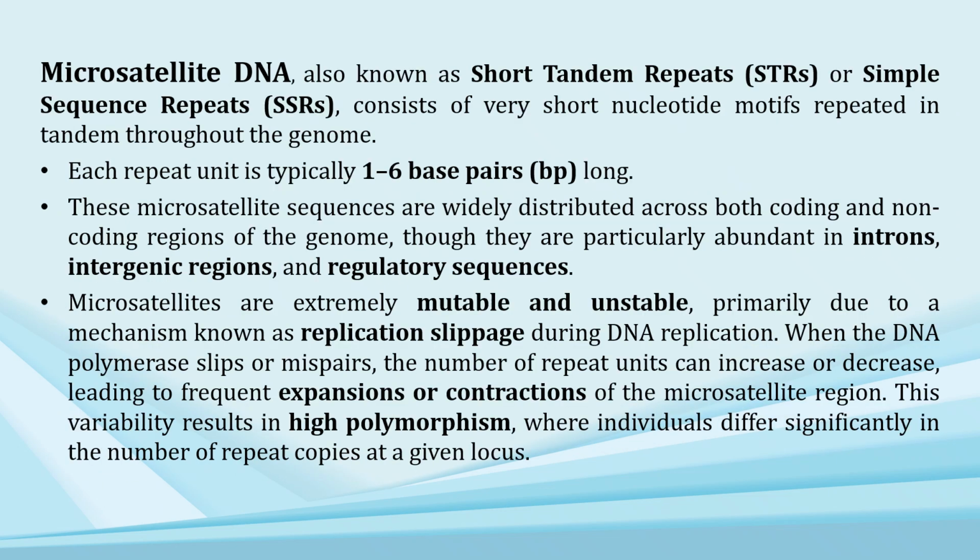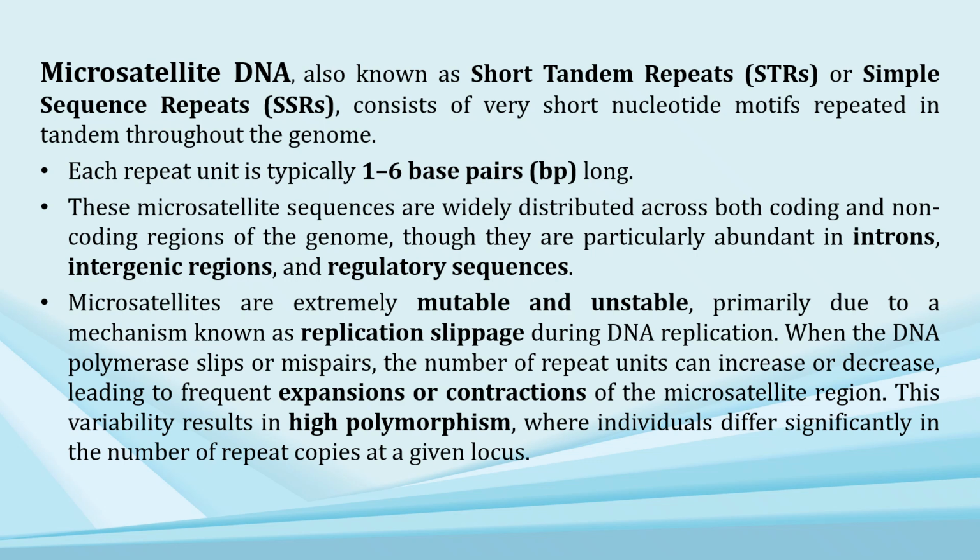Microsatellite DNA, which is also known as short tandem repeats or simple sequence repeats, consist of very short nucleotide motifs repeated in tandem throughout the genome. Their length ranges from 1 to 6 base pairs. These microsatellite sequences are widely distributed across both coding and non-coding regions of the genome, though they are particularly abundant in introns, intergenic regions, and regulatory sequences.